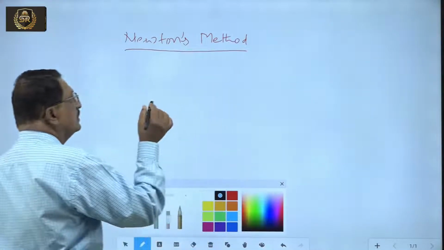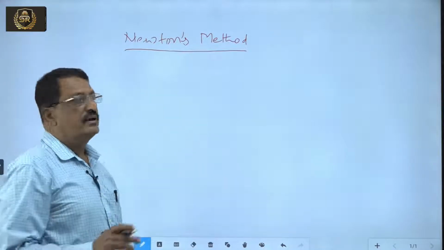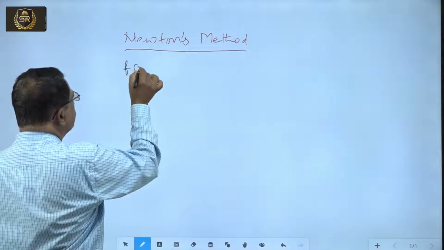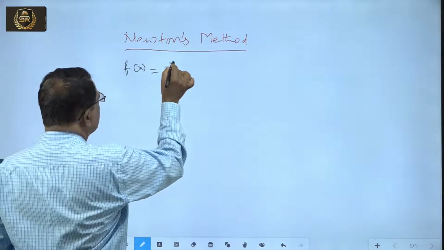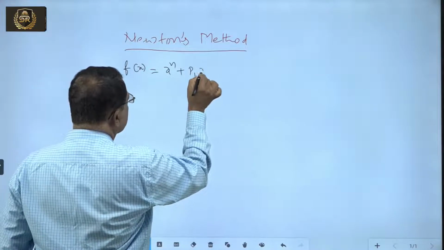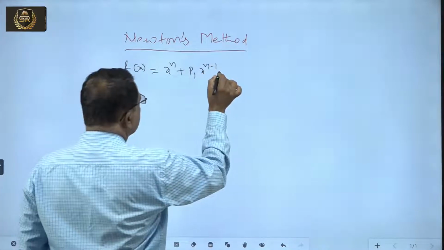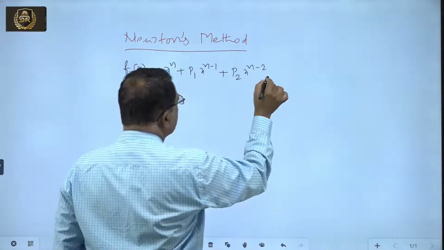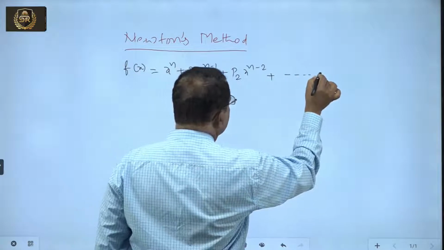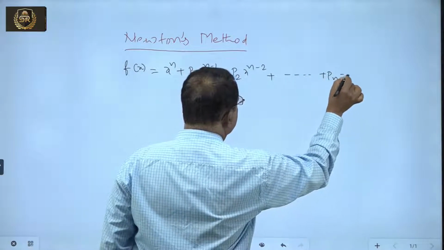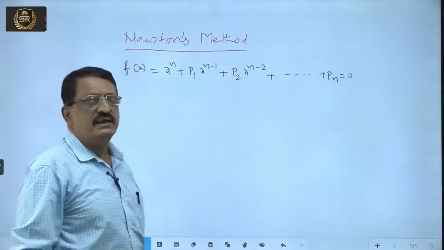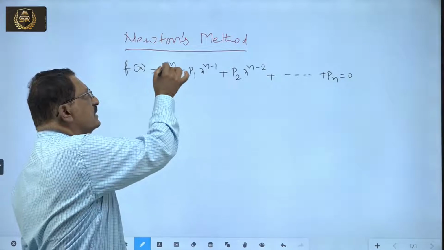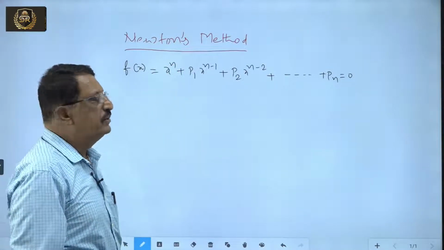Now, f of x is a polynomial function of nth degree. Let f of x equal x to the power of n plus p1 x to the power of n minus 1 plus p2 x to the power of n minus 2 plus up to so on plus pn equals 0. It is an nth degree polynomial equation. In that, always the highest degree term coefficient, or x to the power of n coefficient, must be unity.